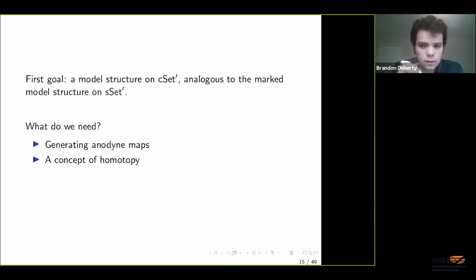Right. So the first goal that we have here is to develop a model structure on C set prime on the marked cubical sets, which will be analogous to the usual model structure on marked simplicial sets. So in order to do this, we'll define a class of generating anodyne maps and an appropriate concept of homotopy for these objects.